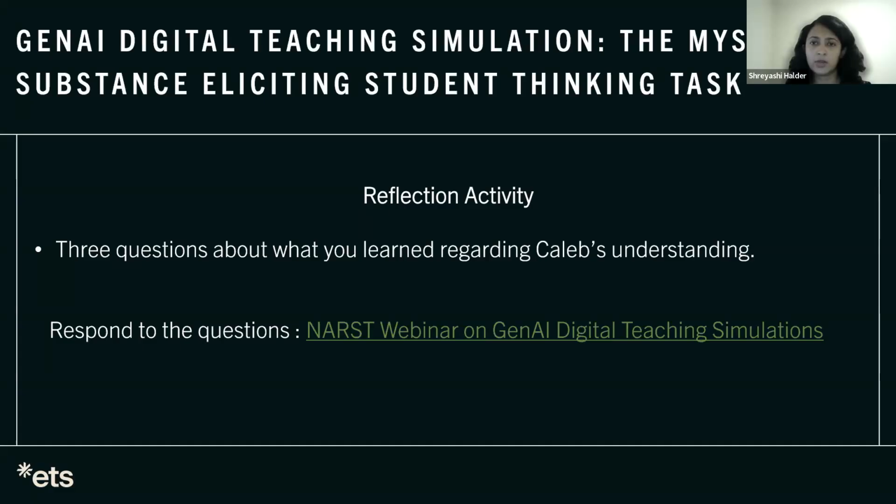So I have a final question. Anyone can respond to that. What did you notice about Caleb's understanding while you interacted with him? So what understanding does Caleb have for this particular investigation? Anyone would like to share? Like understanding of Caleb as a student, as a person. Did you notice anything that this is a particular thing Caleb understands really well?